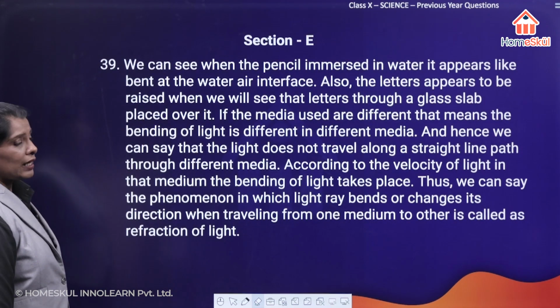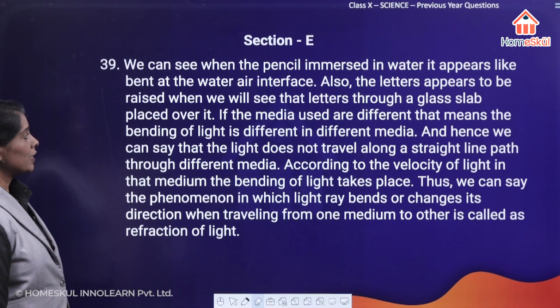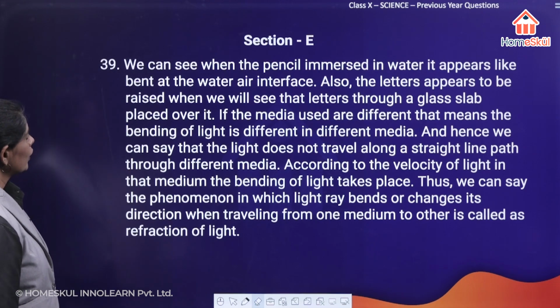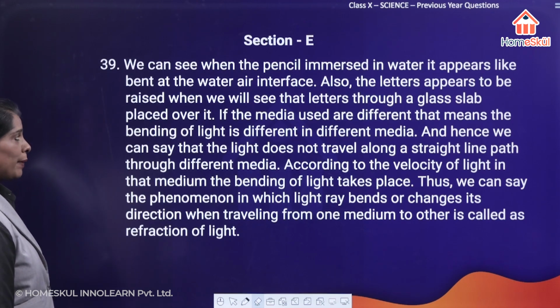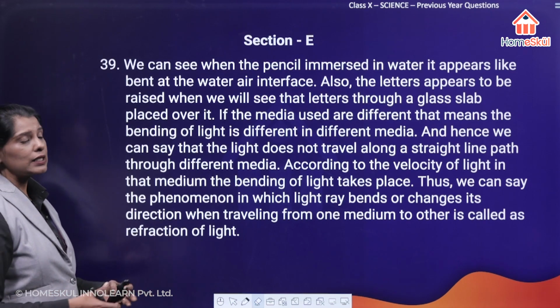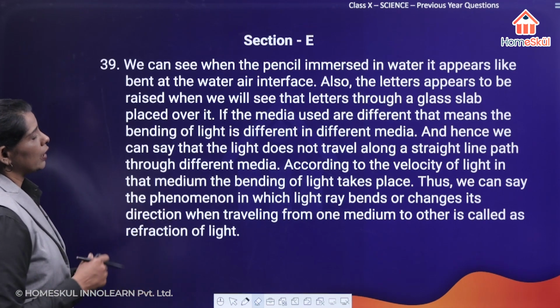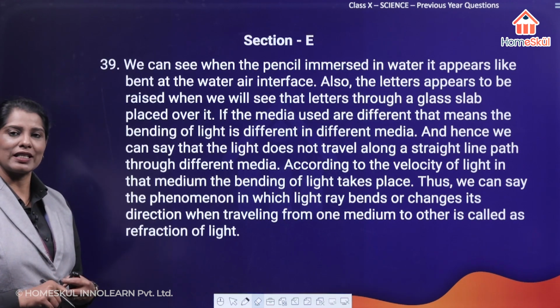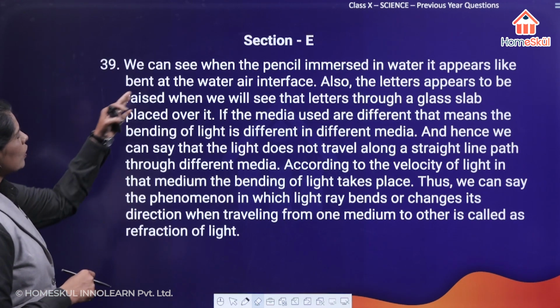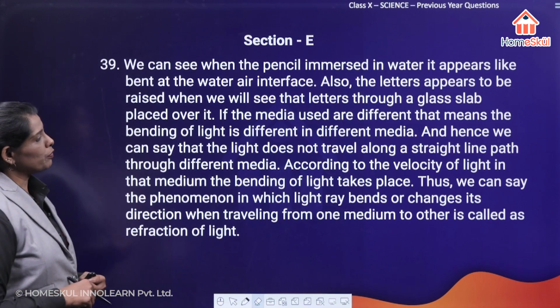Question number 39, that is from section E. It's a case study question. We can see when the pencil is immersed in water, it appears bent at the water-air interface. So we know that whenever an object is immersed in a liquid and there are 2 transparent mediums, there will be refraction taking place, that is bending will take place. Okay, so the pencil appears to be bent.